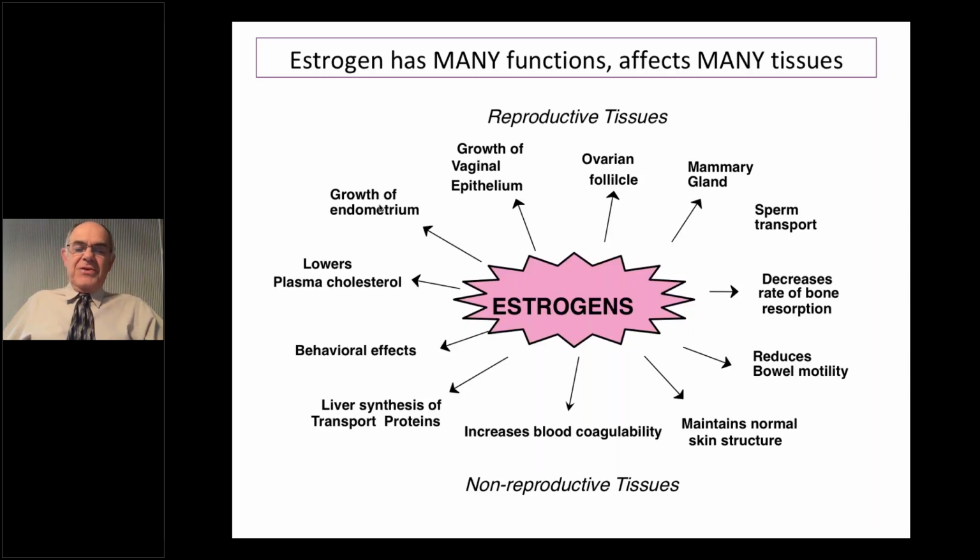So as I said earlier, there's up to 200 different tissues that are affected by adequate levels of estrogens. Unfortunately, women with breast cancer often have a test done to say, oh, your breast cancer is estrogen receptor positive. And why? Because too high estrogens can have a very negative effect on the breast, even though the breast has lots of estrogen receptors.